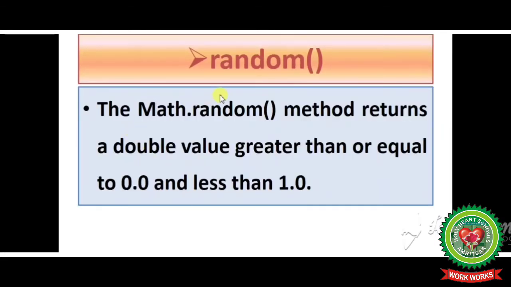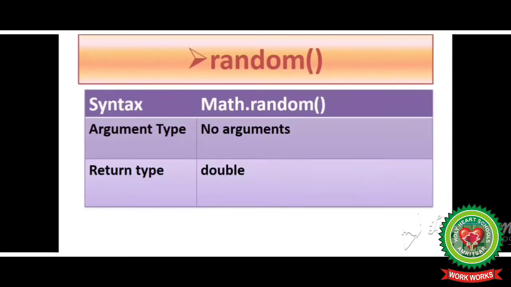The next method is random. The Math.random method returns a double value, that is in decimal point, greater than or equal to 0.0 and less than 1.0. It means whatever value you get as an answer is greater than or equal to 0.0 and less than 1.0. See the syntax: Math.random(). Argument type: no argument. Return type is double.